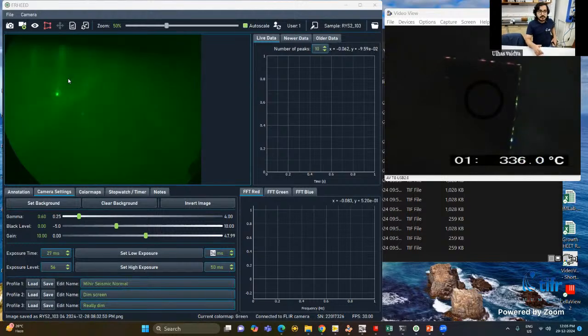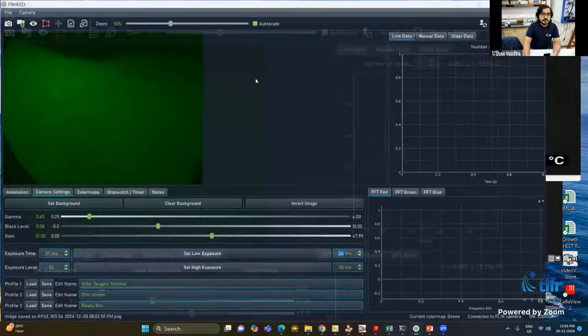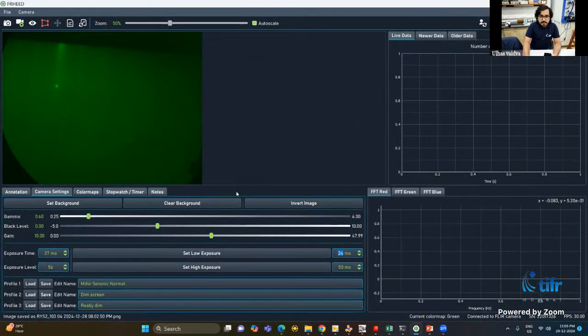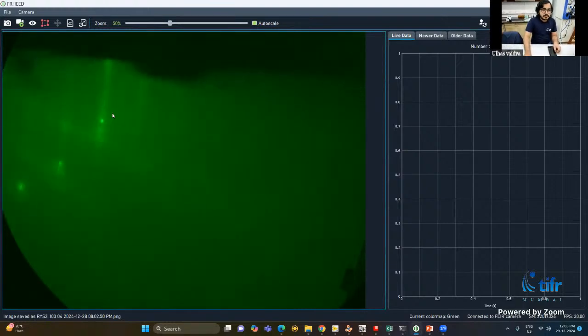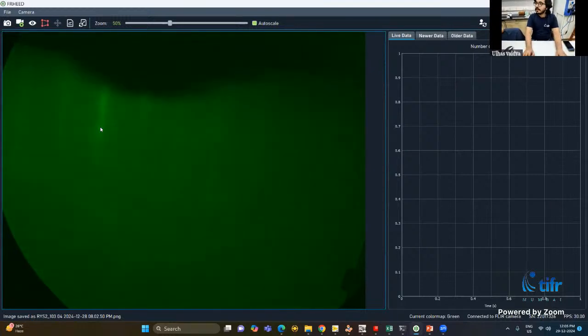It's fine, this RHEED pattern. Could you make it slightly bigger? Okay, yes. And just for clarification to the viewers, we are looking at the electron diffraction pattern of what is being grown. Yes, correct.